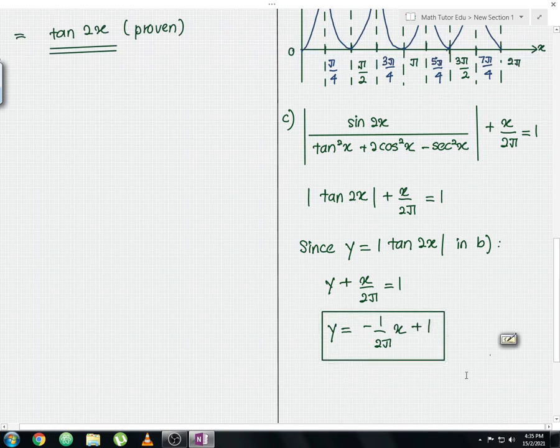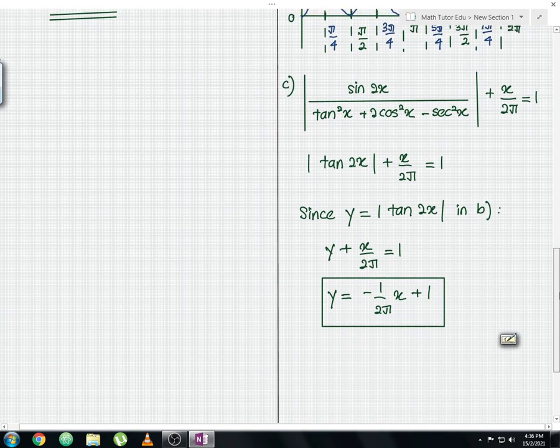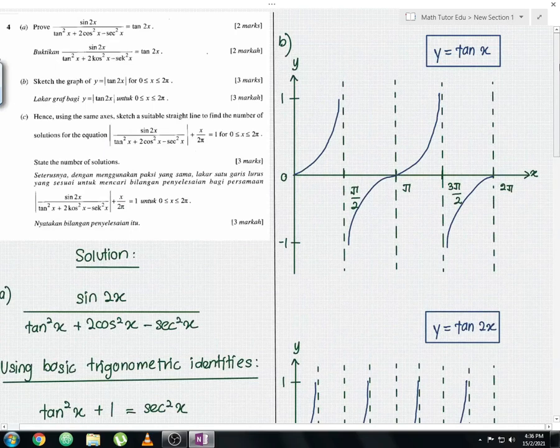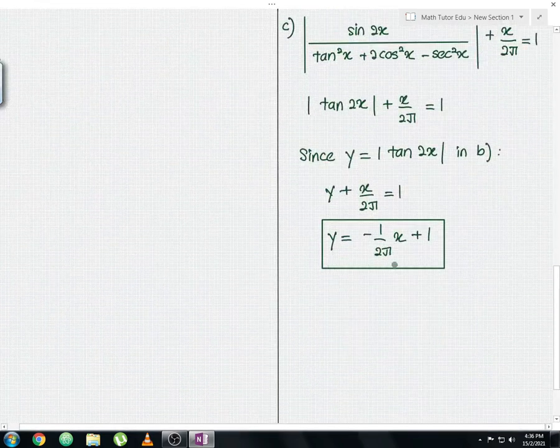Once you get the straight line equation, the second step is you need to get 2 points. Why do we need the 2 points? Those 2 points will be useful in order to sketch the graph over here, in the question part B. Which points are we going to choose? We use the range given by the question, in this case 0 and 2 pi. We substitute those x values into the straight line equation to find the respective y values.